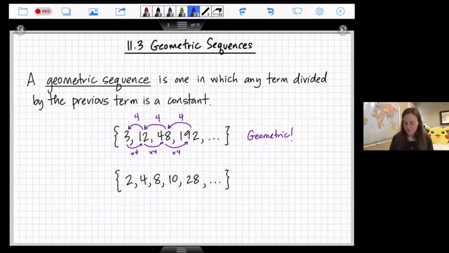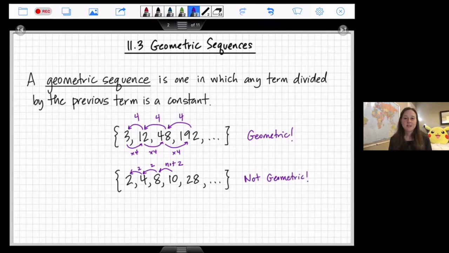Let's try it on the next one. 4 divided by 2 gives me 2. 8 divided by 4 gives me 2. 10 divided by 8, not 2. So if this falls apart on one pair of terms, it's just not a geometric sequence. We're going to say not geometric.